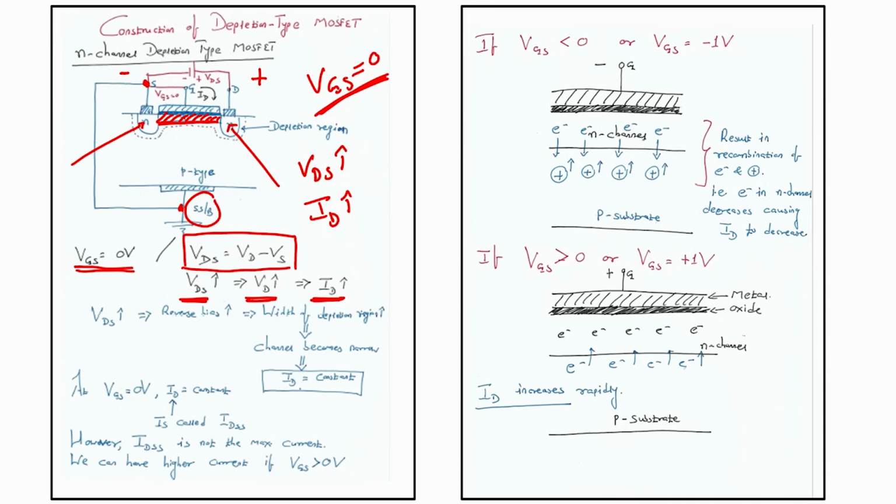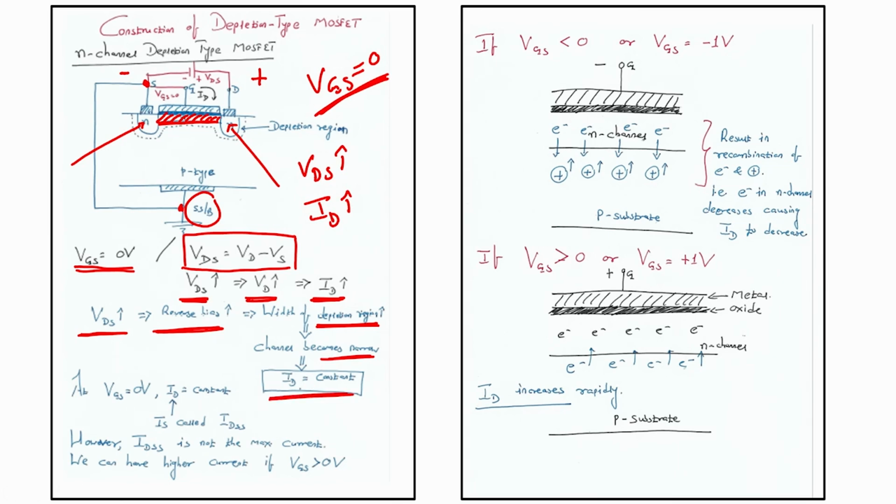So in the case of the depletion type MOSFET, when we apply no gate to source voltage, VGS is 0, and when we increase VDS, we can see a corresponding increase in current ID. If I keep on increasing VDS, then the reverse bias will keep on increasing, the width of the depletion region will keep on increasing, the channel becomes narrower, and ID becomes constant.